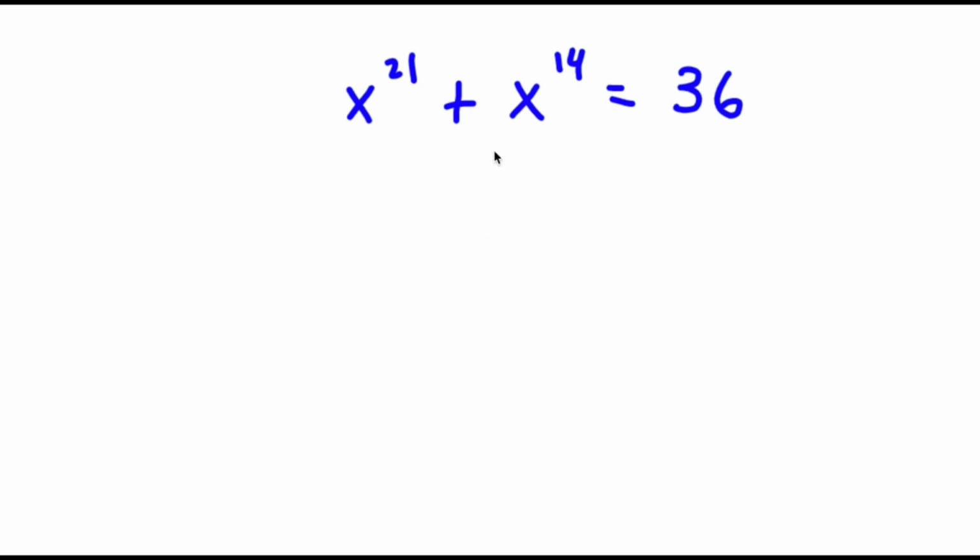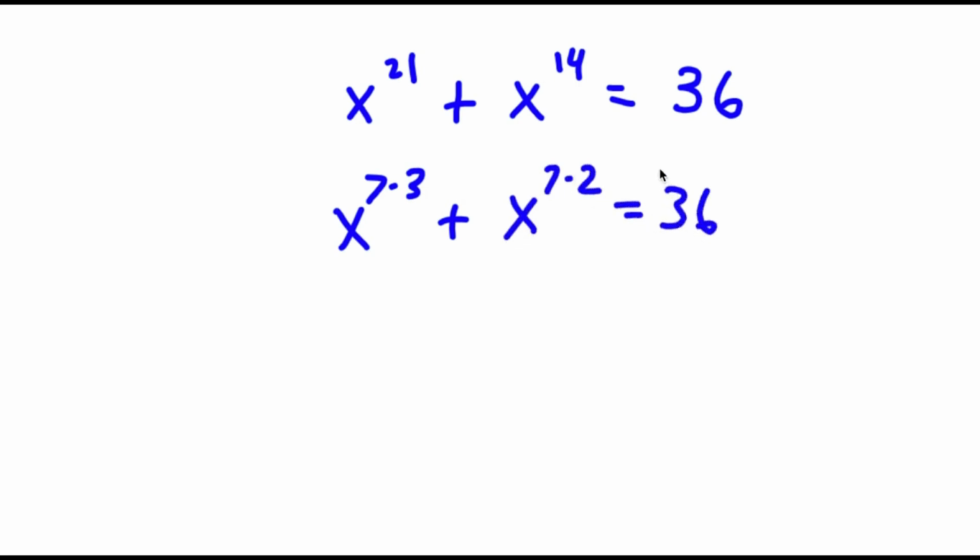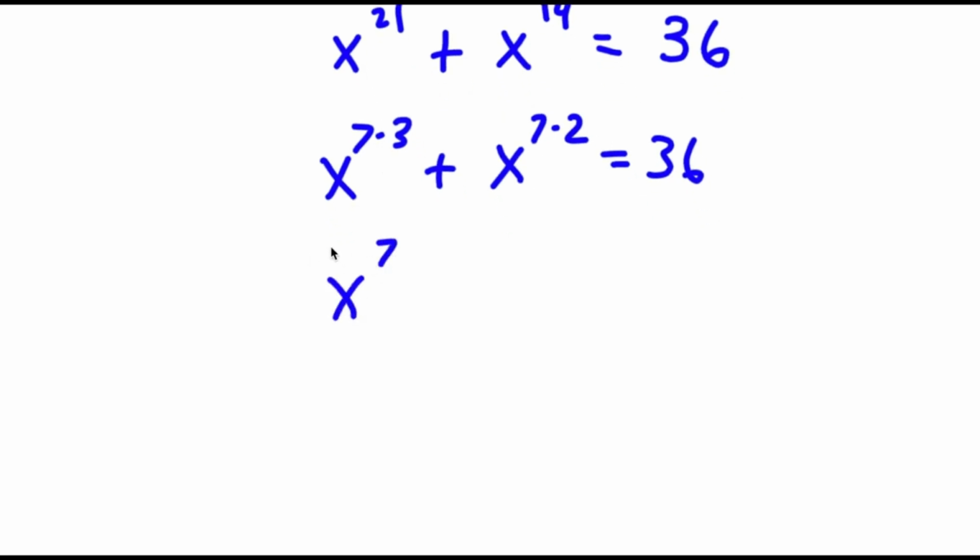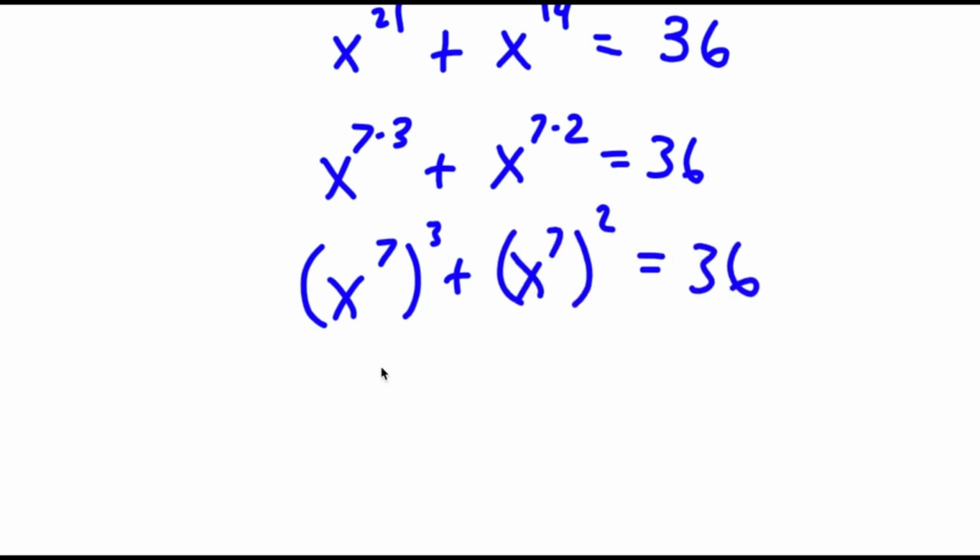Alright, so in this problem, I have x to the power of 21 plus x to the power of 14 is equal to 36. So I'm first going to rewrite this as x to the power of 7 times 3 plus x to the power of 7 times 2 is equal to 36. Now, I'm going to put this as x to the power of 7 to the power of 3 plus x to the power of 7 to the power of 2 is equal to 36.